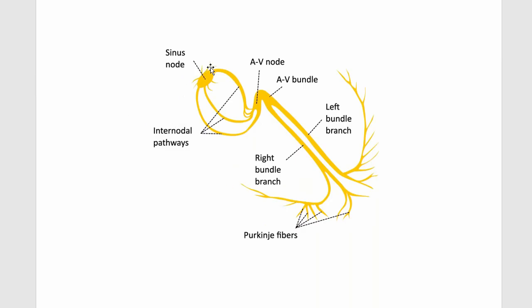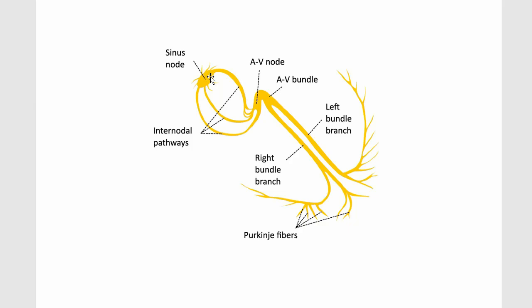So we have the electrical signal, which starts here at the sinoatrial node. So this is located in the wall of the right atrium. If you think back to the heart pictures we had before, remember to twist it round because it's a mirror image. So this would be in the wall of the right atrium, and this is responsible for the generation of the initial action potential at the start of each contraction.